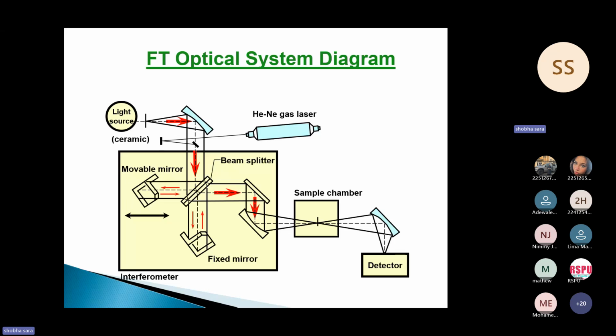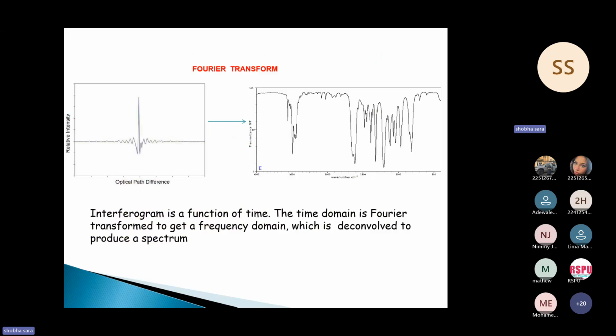And the final result will look like this. The first one is the interferogram, which is a plot of intensity against optical path difference. We will not understand any of this. After subjecting it to a mathematical procedure, we can see the spectrum in a format that is better understood. So the interferogram, which is a function of time, is changed from the time domain into the frequency domain, then deconvoluted to produce a spectrum. All this happens inside the system. The final result that we get will look like the one I showed on the right-hand side, which can be easily interpreted.